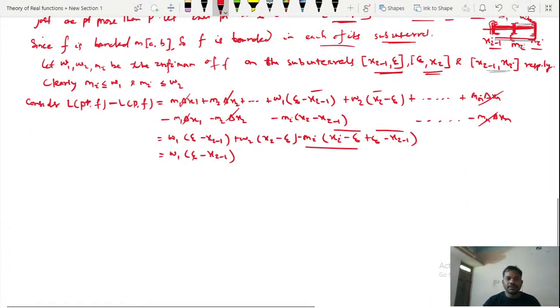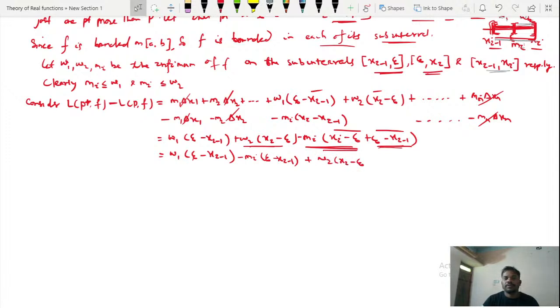Then w1 whole into xi minus xi minus 1. Similarly, if you write for this one, this is mi whole into xi minus xi minus 1. This is the second one. Similarly, if I write this one, then this is w2 whole into xi minus xi, and this is minus mi whole into xi minus xi.